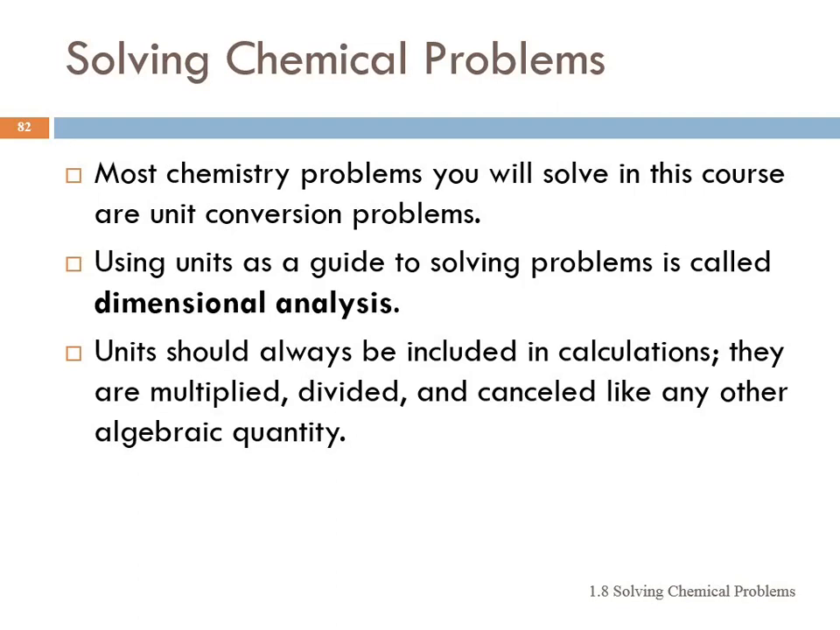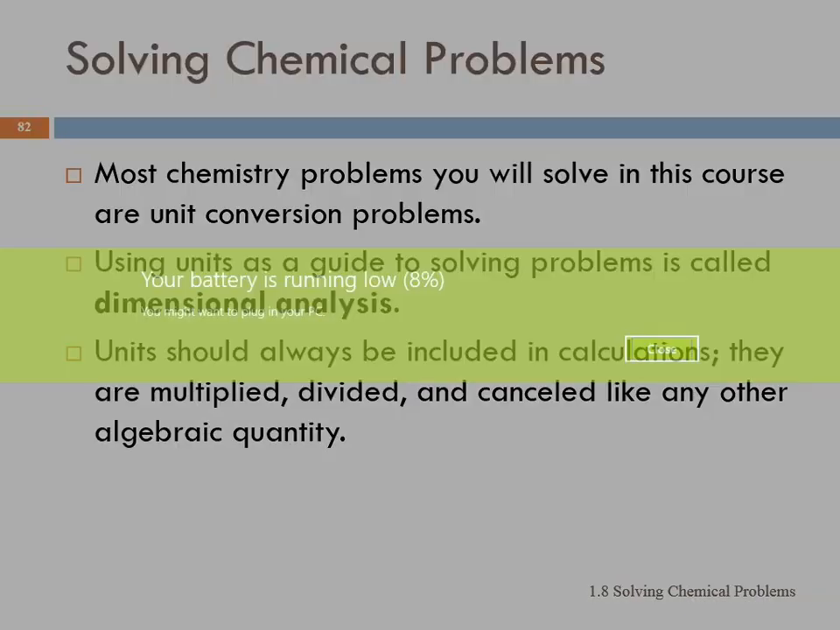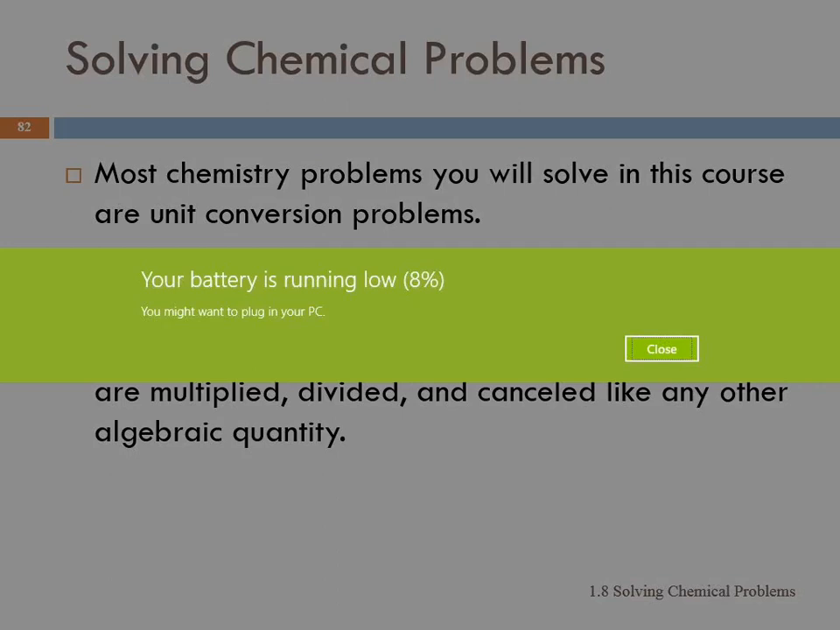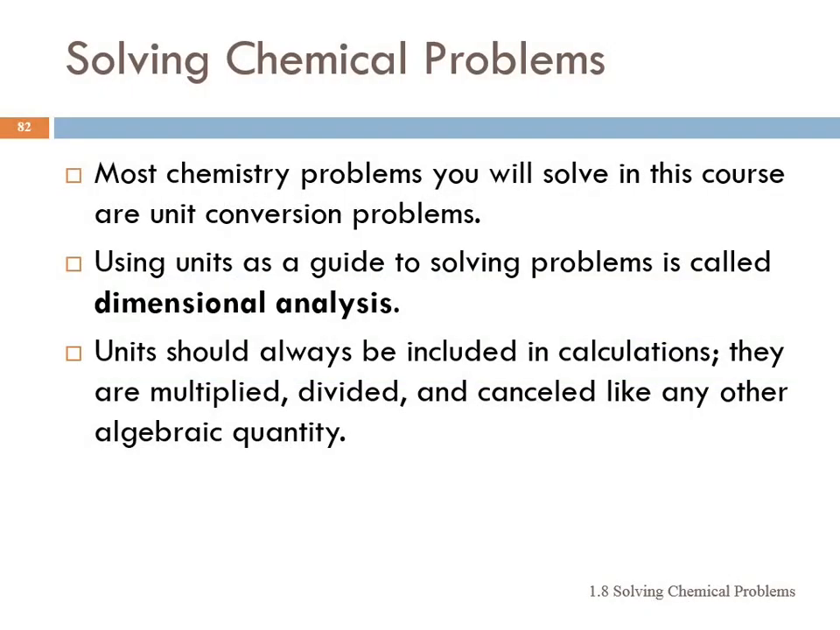Very, very important to include units. I've said that a couple times already today. Units, units, units. Write the units. Units get multiplied, divided, canceled, just like any other algebraic quantity. So if A times A equals A squared, centimeters times centimeters equals centimeters squared. And the units will help you out. If the units don't work out, you've got something wrong. You need to fix it.